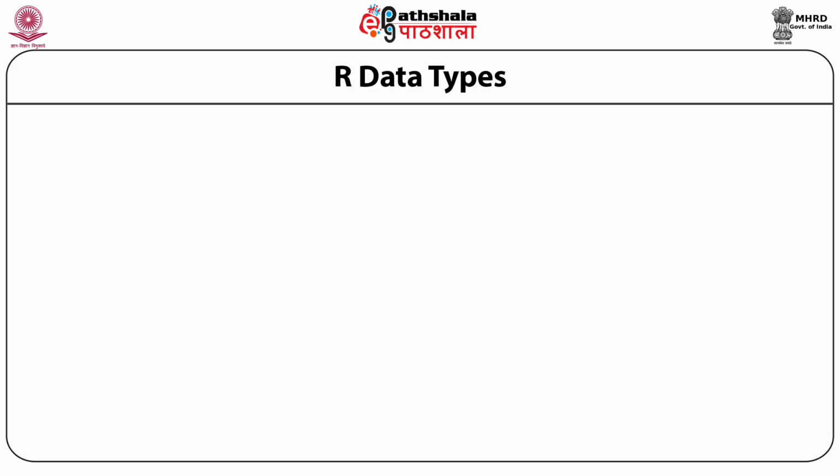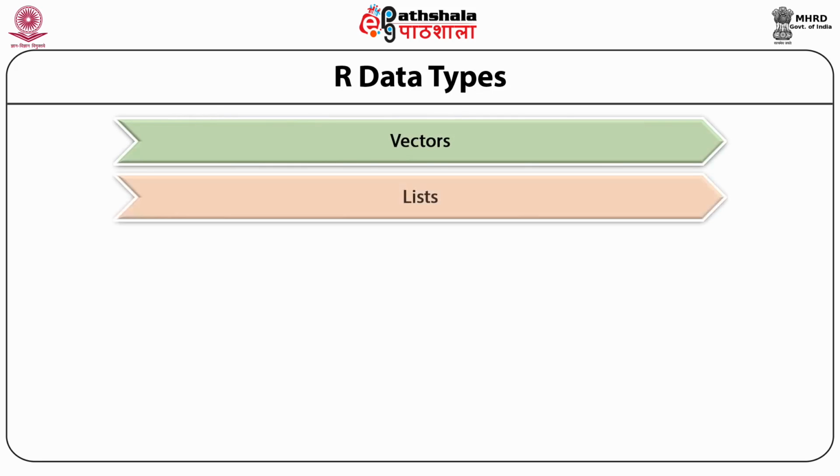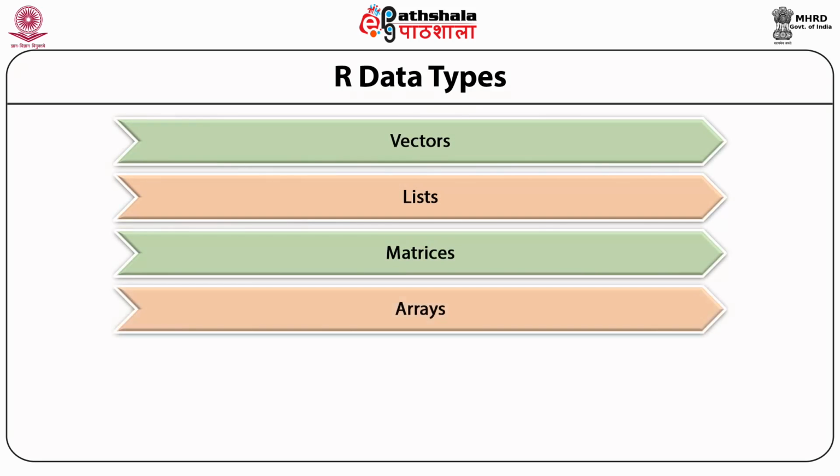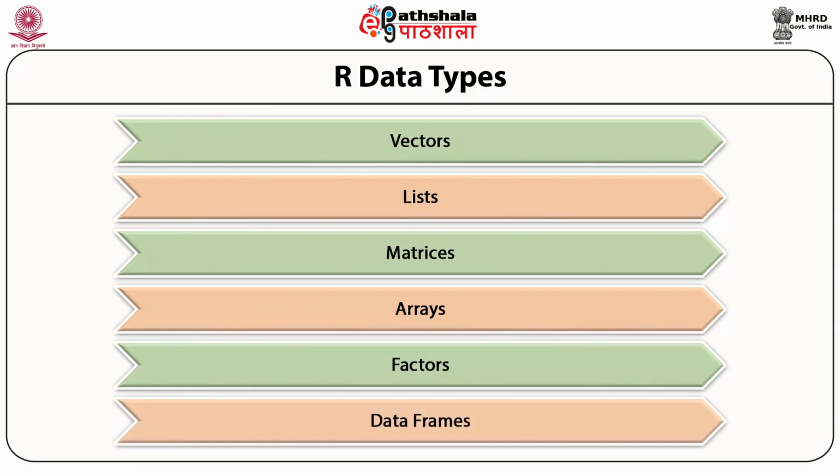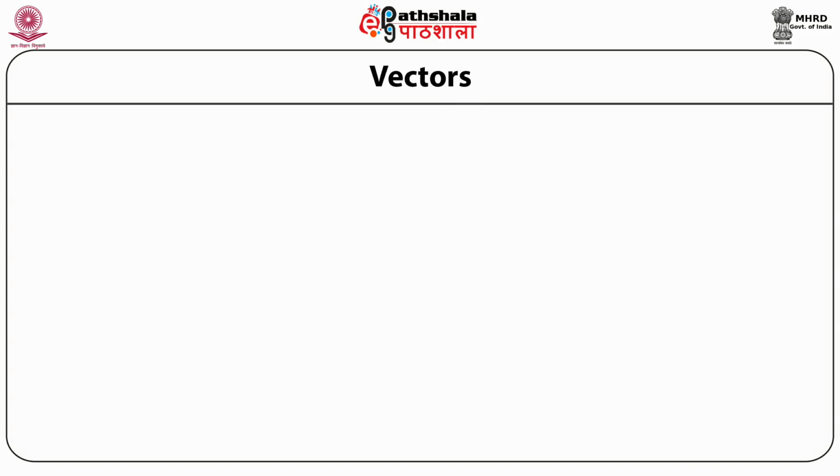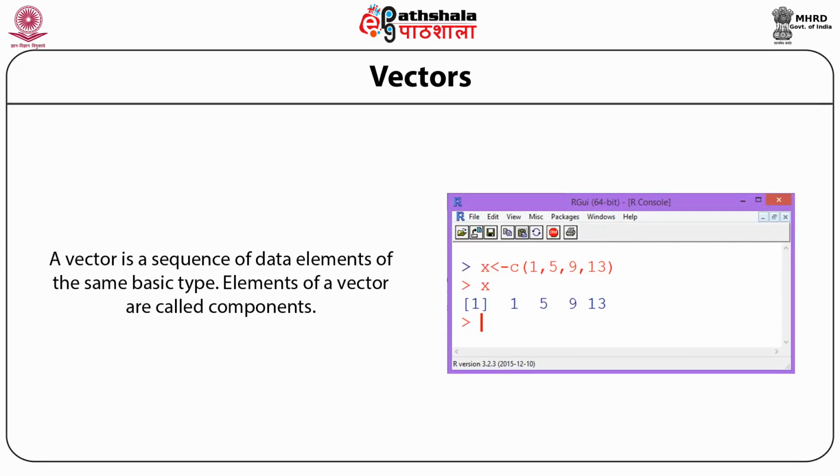R has built-in data types. It has vectors, lists, matrices, arrays, factors, and data frames, which are discussed in the coming slides. First, we'll see what vectors are. Vectors are a sequence of data elements of the same basic type, and the elements of a vector are called components. So vectors can be integer, string, or character vectors.